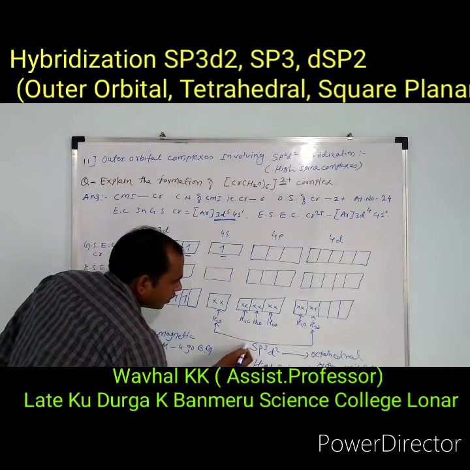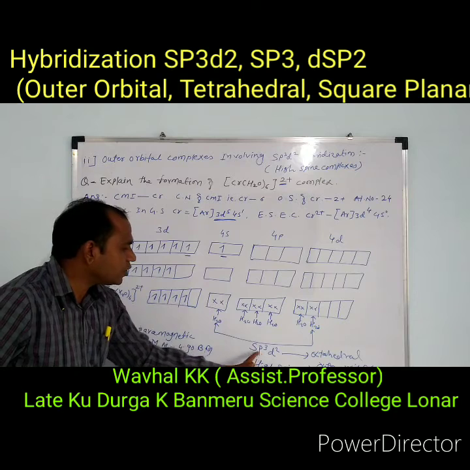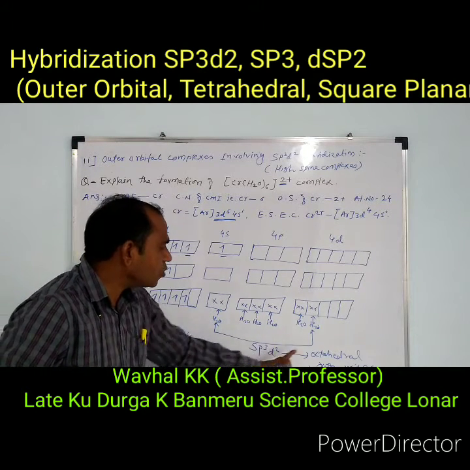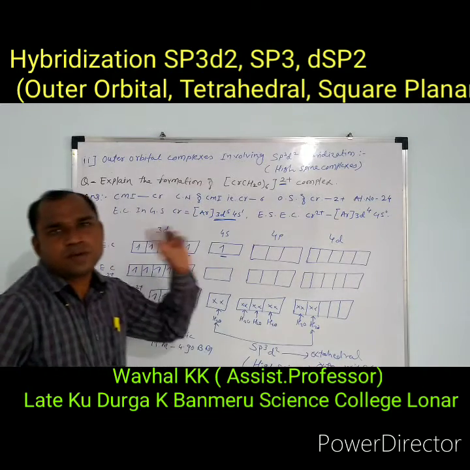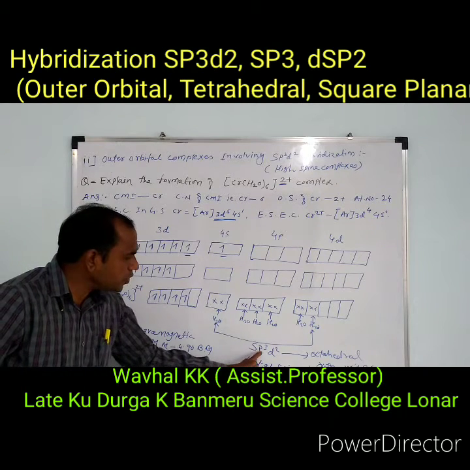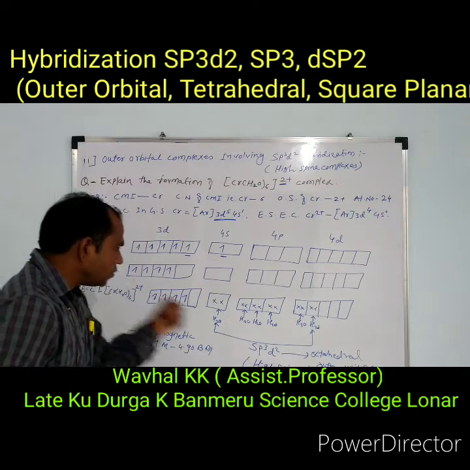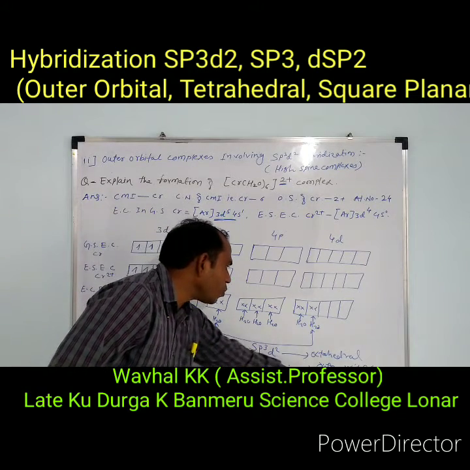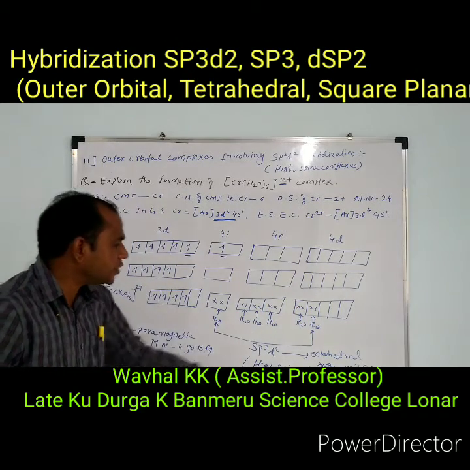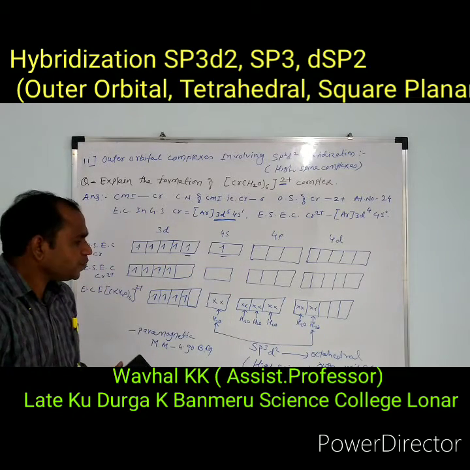When the molecule acquires the sp3d2 hybridization, the geometry of the complex is octahedral in nature. Here sp3d2 hybridization is called an outer orbital complex. Why is it called an outer orbital complex? Because the outer 4d orbitals are involved in the hybridization. Hence it is called an outer orbital complex.